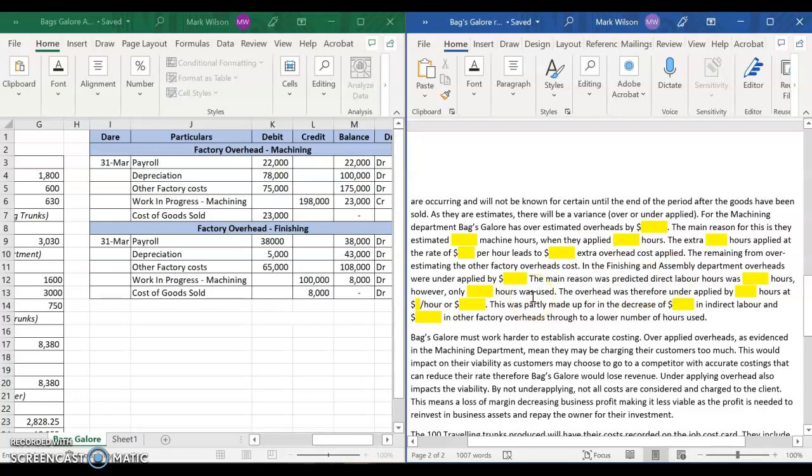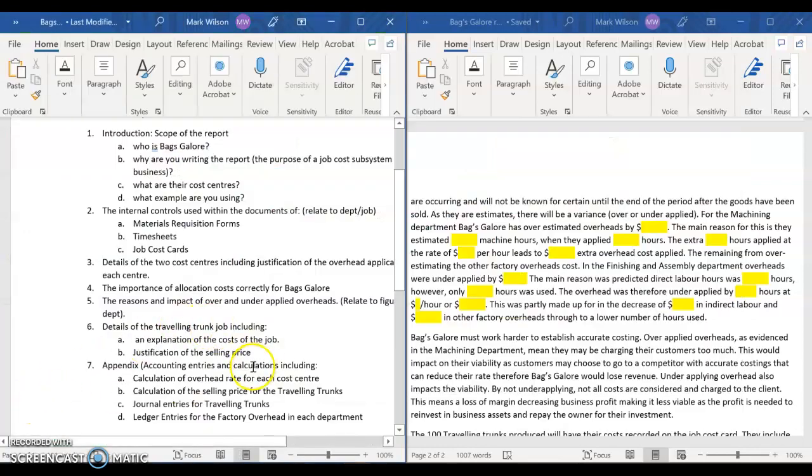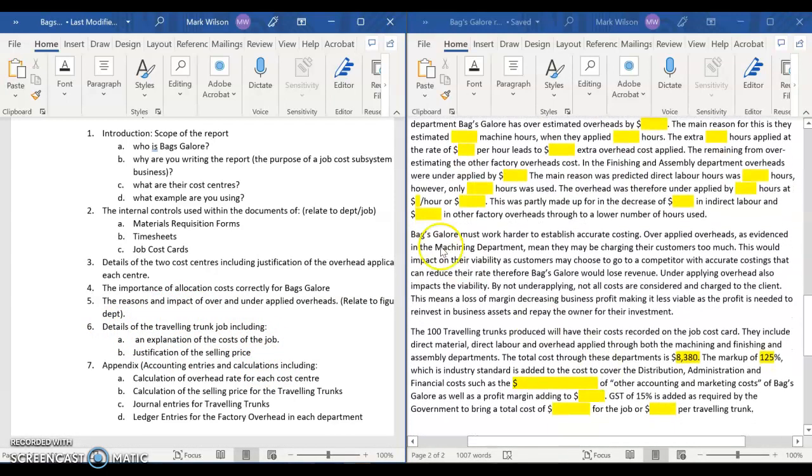Okay, so I need to get to the last part. Hopefully you can get that part, because those parts are pretty critical for the excellence. Let's have a look at the last couple of sections. So you've got the details for the travelling trunk job, an explanation of the job, linking this part here. We've said here that they must work harder to get accurate costing.